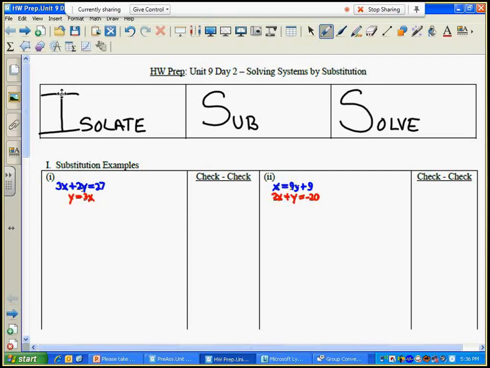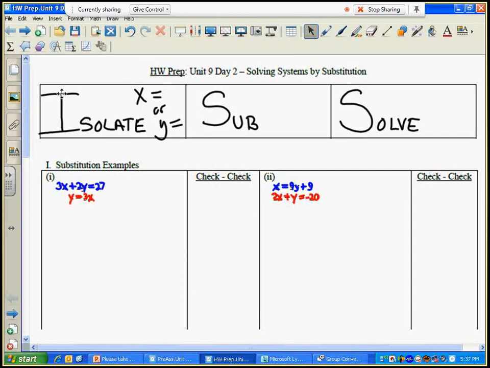Now, what I mean by isolate is that you're going to try to get one of your variables by themselves. So you're going to be looking for something like an x equals or a y equals in one of your two equations. In other words, you're going to try to have one of those variables isolated or by themselves. After you do that, then you'll sub in whatever those variables equal into the other equation and begin to solve for your missing value. Let's do a couple of examples so I can show you what I'm talking about.